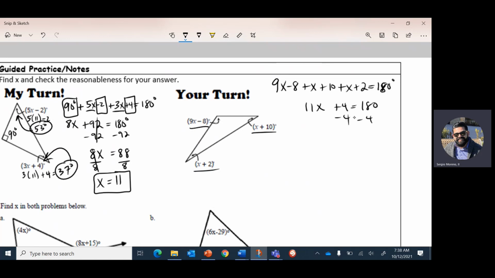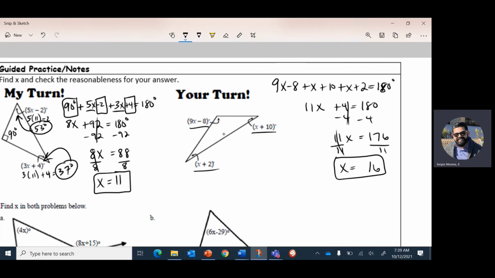I would subtract 4 from both sides. 11x is equal to 176. So dividing 176 by 11, or dividing by 11 on both sides, I get x equals 16 degrees, or x equals 16.